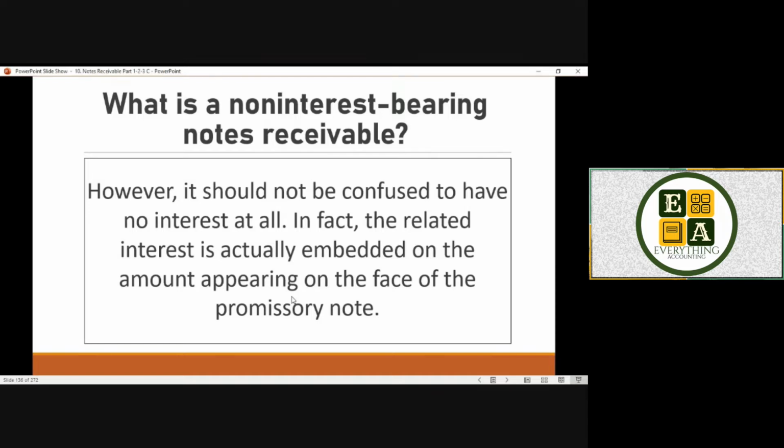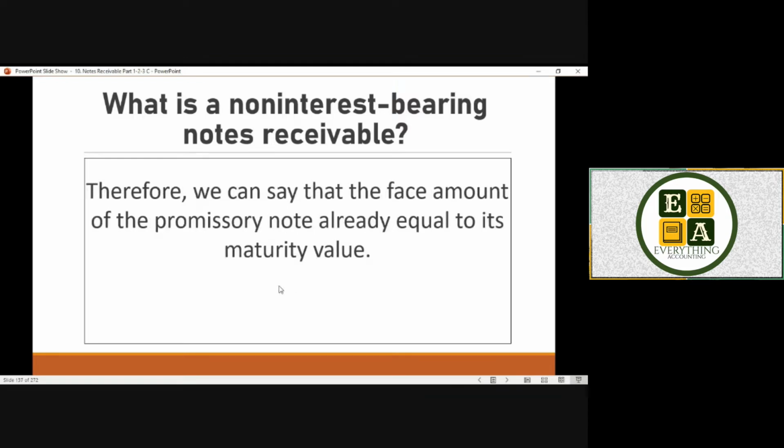Unlike interest-bearing, where the maturity value is computed as the face amount, which is equivalent to the principal amount, plus the total accrued interest. But for non-interest-bearing, the face amount is already equivalent to the maturity value. Why? Because the face amount already includes the principal and the interest. So always take note of the difference between interest-bearing and non-interest-bearing.